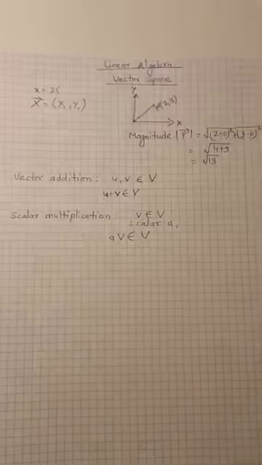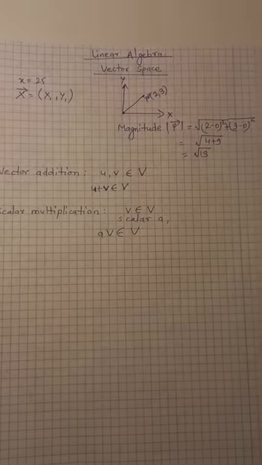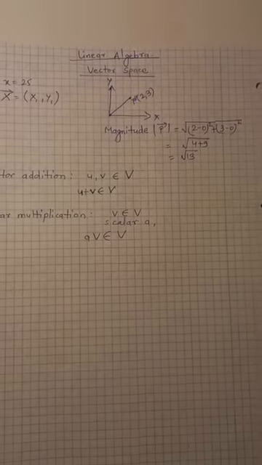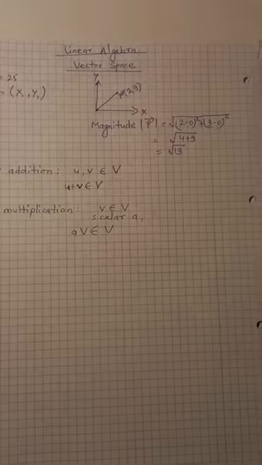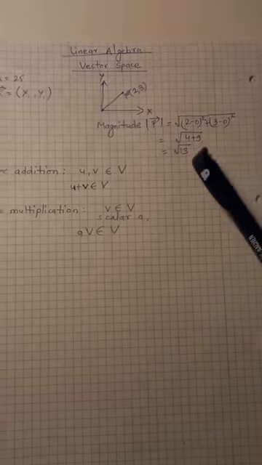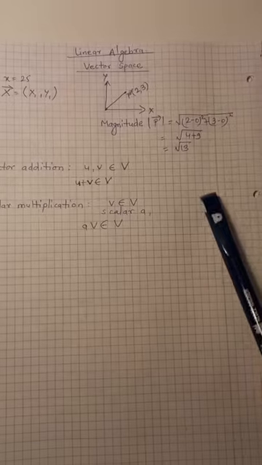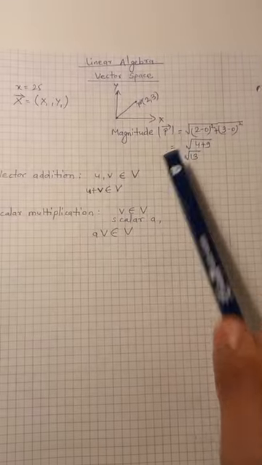Here in the graph you can see p vector. It is a position vector with respect to the origin. It has a magnitude of root over 13, so it is an example of a vector.